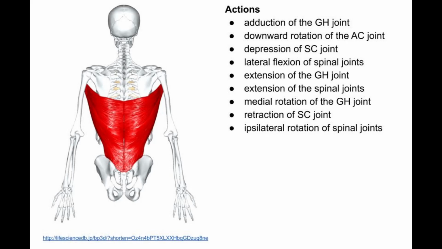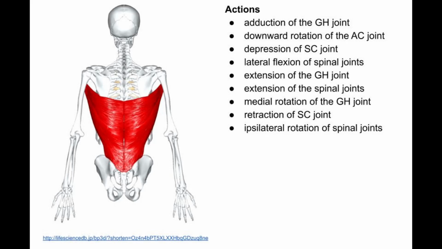Extension of the spinal joints. So the lateral and inferior fibers also have a line of pull posterior to the medial lateral axes of the spine. Therefore, they can contribute to extension of the spinal joints.